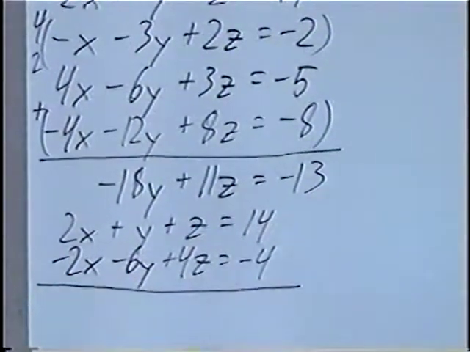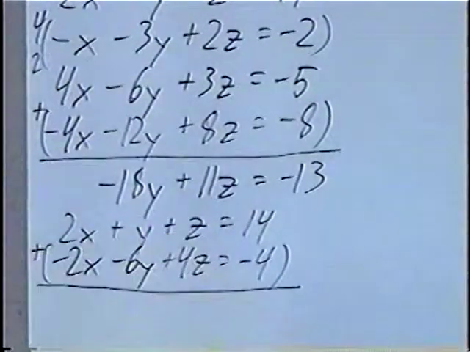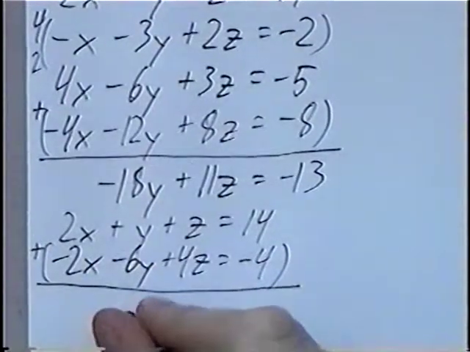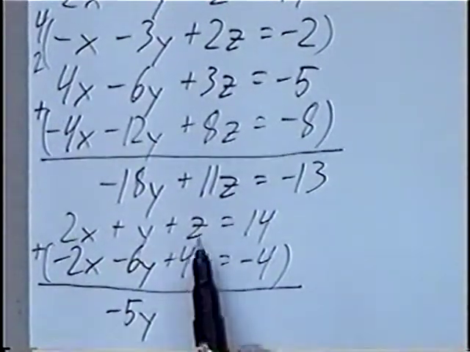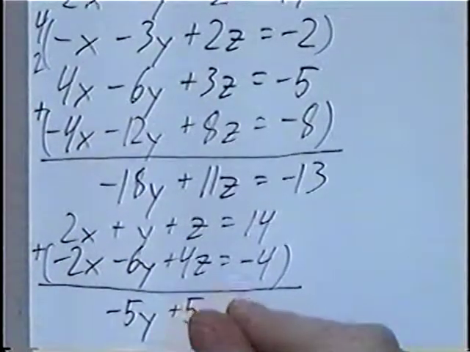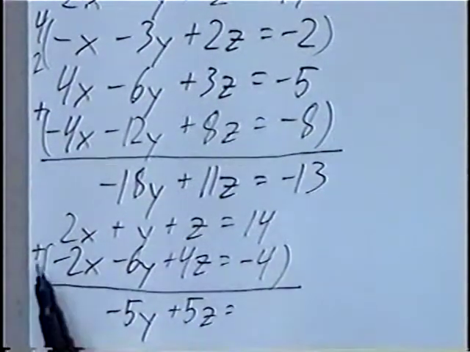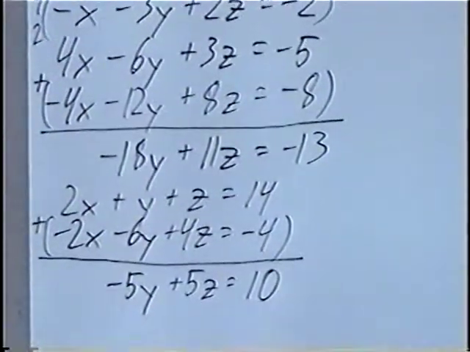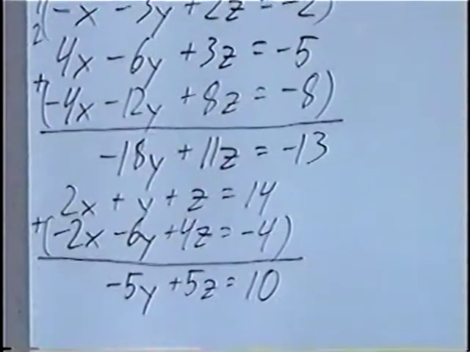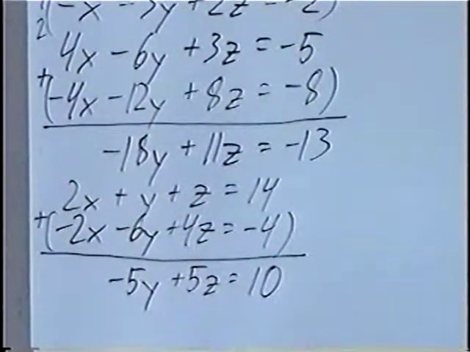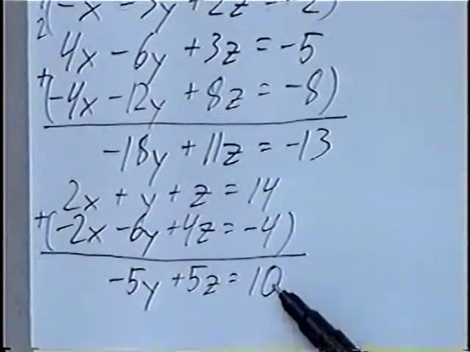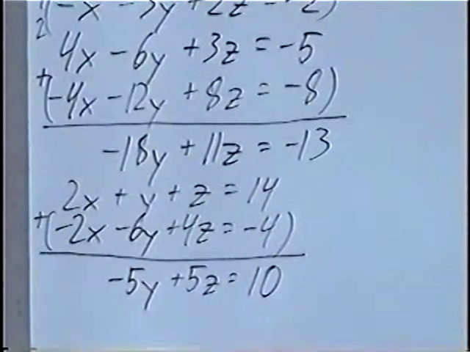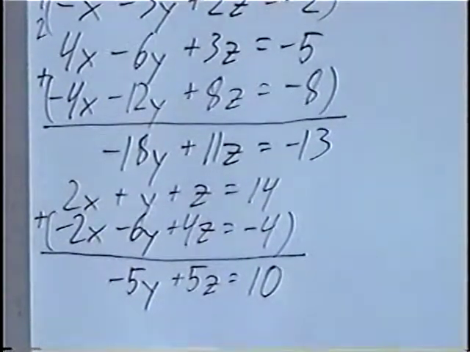Combining these two equations, we can add these together to cancel out the x's. y plus a negative 6y would be negative 5y. z plus 4z would be 5z. And 14 plus a negative 4 would be 10. And again, we have another equation with just two variables, y and z. Once we have two equations with the same two variables, y and z, we can combine these two to eliminate either the y's or the z's and simplify from there.